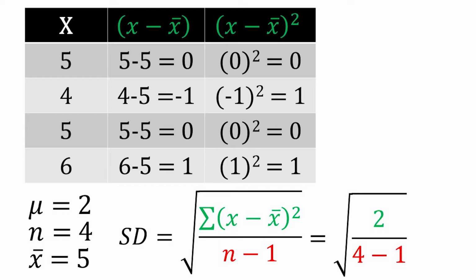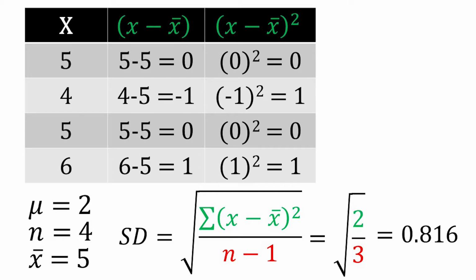Yoplait puts fruit on the bottom. We put our degrees of freedom. We have one sample, so that's easy, n minus 1. 4 minus 1 is 3, so that's the square root of 2 over 3, which equals 0.816.